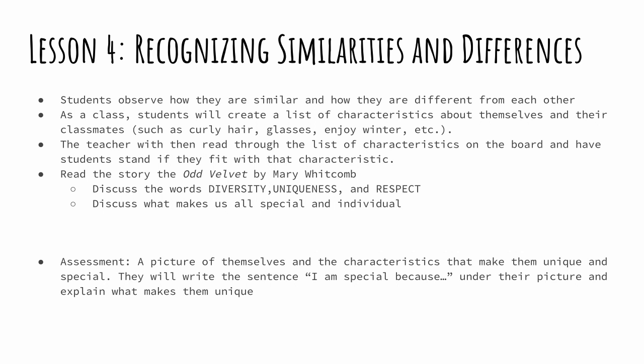Then you're going to read The Odd Velvet by Mary Whitcomb. You're going to write the words unique, diversity, and respect on the board. And then you're going to start talking about what those words mean. They're going to come up with their own definitions, and then we're going to write those on the board as well.